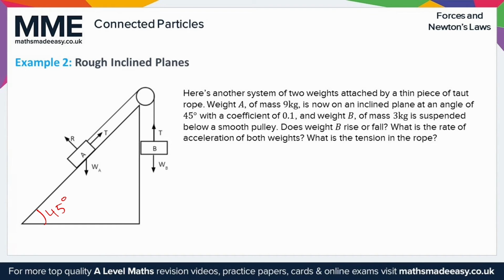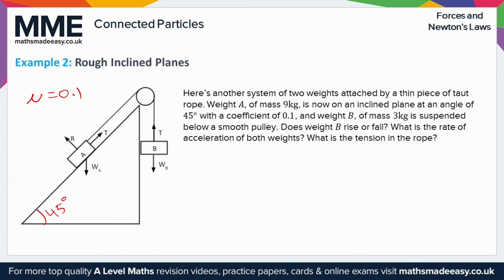Then we have a coefficient of 0.1, which is a coefficient of friction. Okay, so we know that mu is 0.1. And a weight B of mass 3 kilograms suspended below a smooth pulley. Does weight B rise or fall? What is the rate of acceleration of both weights? What is the tension in the rope?